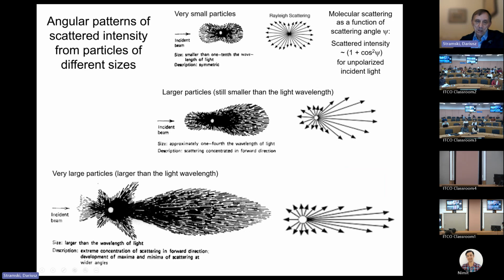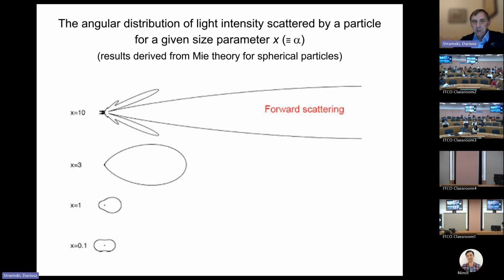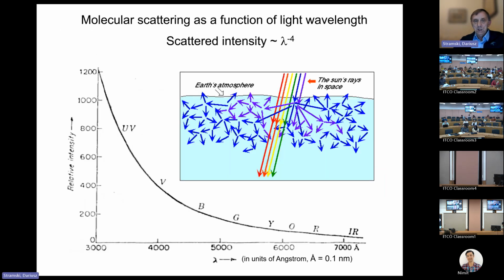So minimum at some angles, maximum at some other scattering angles, minimum, maximum. This is basically destructive and constructive interference associated with this coherent scattering produced by different dipoles embedded within a single particle. I will skip this one.